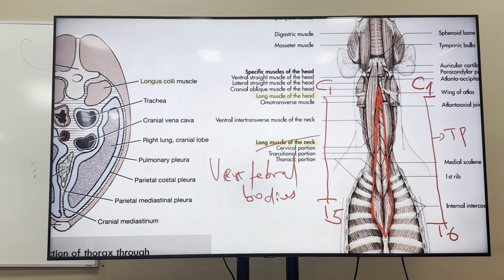I hope you know what a vertebral body is. You say what? We don't know what it is. Did you ask a question? Yeah, I said I hope we know where the vertebral body is. I hope so. We've been through a lot of experiences, seriously. I better know.